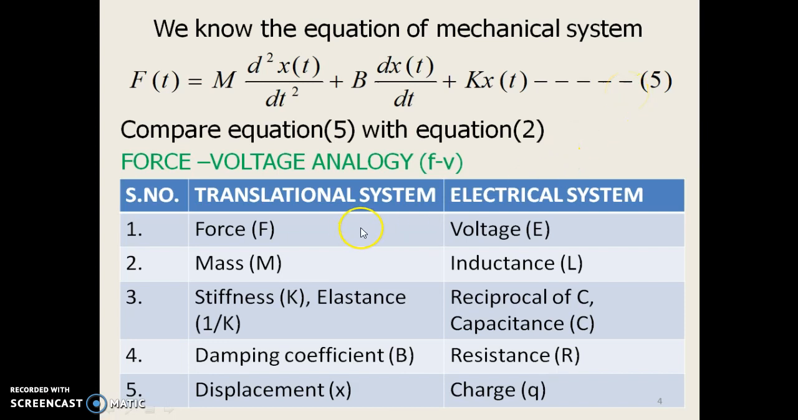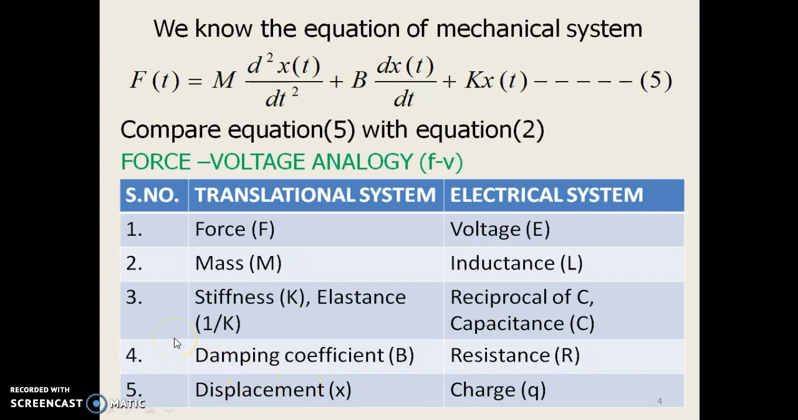Here, the force is analogous to the voltage E, mass is analogous to the inductance L, stiffness is the reciprocal of C, the damping coefficient is analogous to the resistance R, and displacement is analogous to the charge Q.